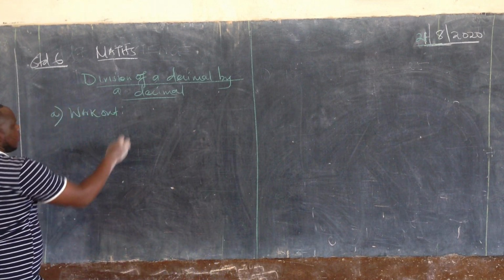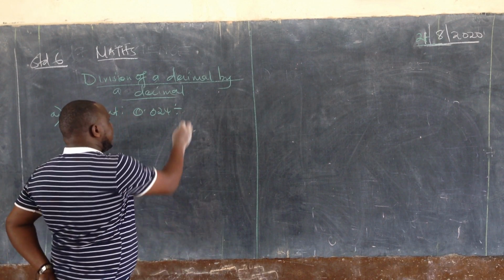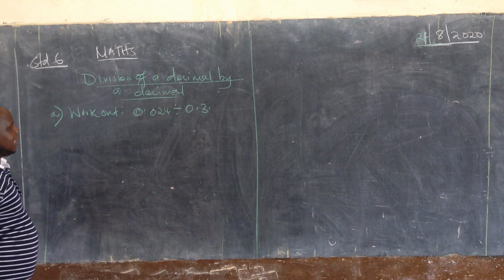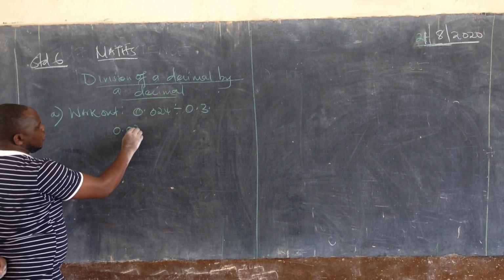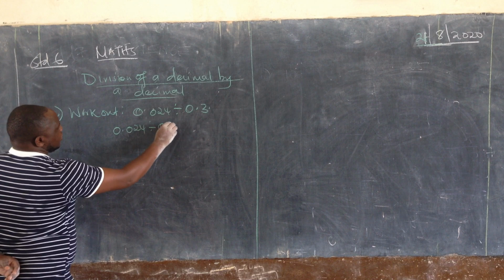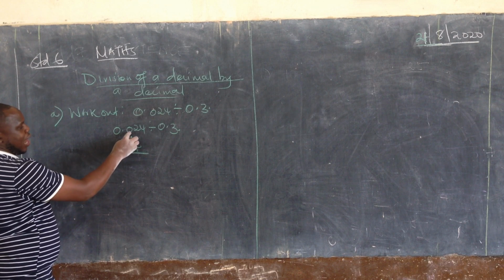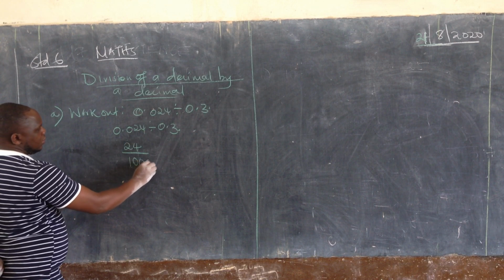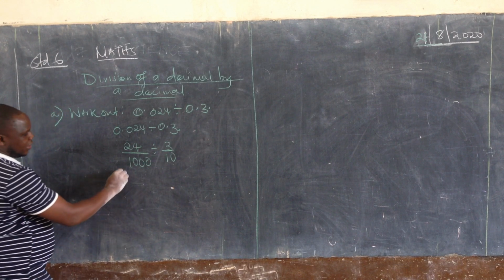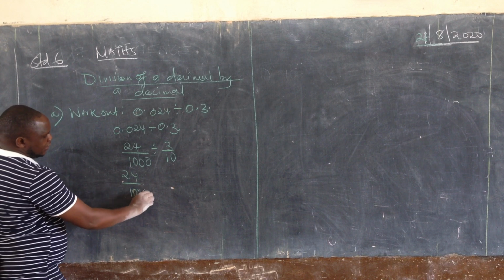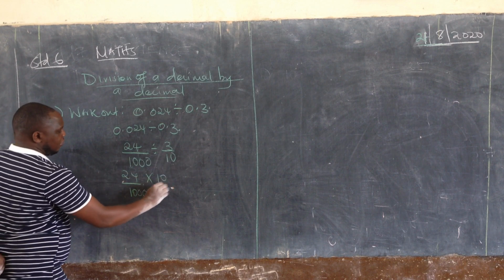0.024 divided by 0.3. We need to go step by step. So these are decimals. 0.024 divided by 0.3. Make it a fraction. This is 24 over 1000, divided by 3 over 10. From there, 24 over 1000 times, we change this and use the reciprocal of this, which is 10 over 3.